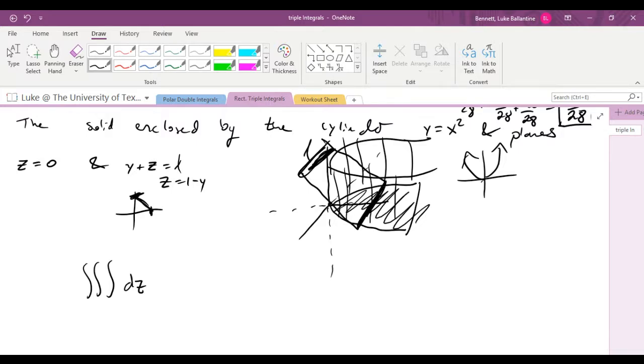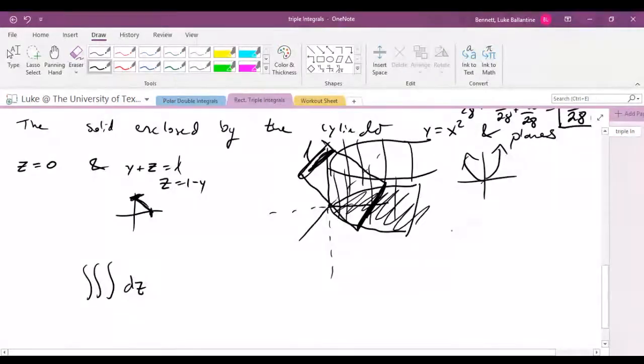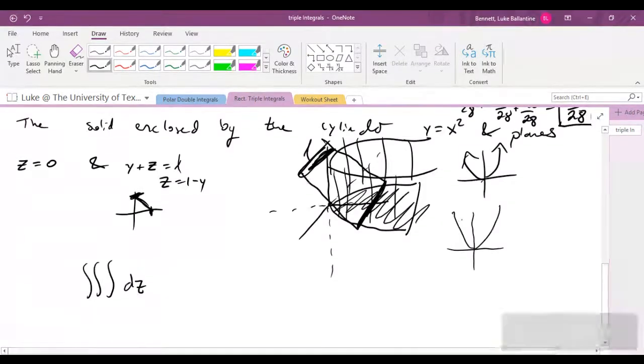I'm trying to think if we should do dy dx or dx dy. Because if we have x squared and 1, if we do vertical cross sections, it would be x squared to 1 if we do dy. Yeah, let's do that. So we do dy dx.